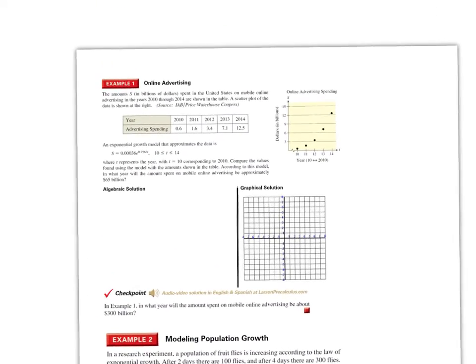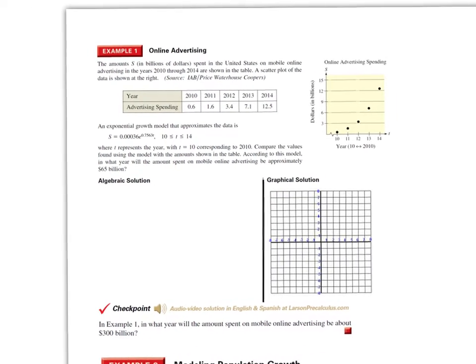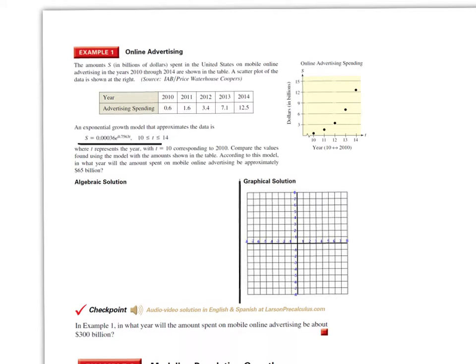So we're looking at this first one here, and it says online advertising. The sad thing, which they do all the time, is they have given you the function already. So they've given you the equation, which I wish they wouldn't. I wish they would let us do it ourselves. So with this, we want to use that equation to solve algebraically. t represents the year, with t equals 10 being 2010. So then of course this one would be 11, this would be 12, this would be 13, and this would be 14.